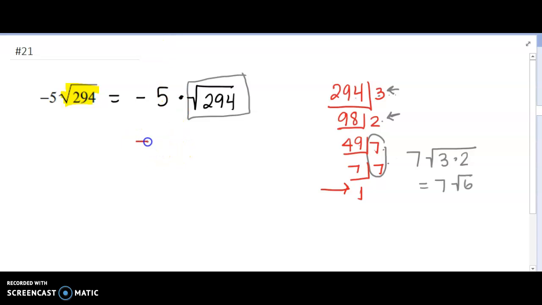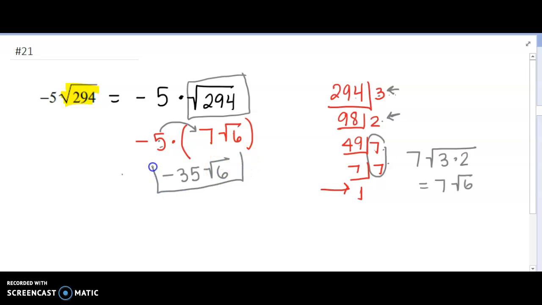Okay, so I'm going to take -5 times, and I'm going to substitute 7 square root of 6 in here. Well, here all we do is multiply what's on the outside together and what's on the inside together. Well, we just multiply these two together. -5 times 7 is -35. Square root of, I don't multiply the -5 times 6 because it's not in a square root. So this is just square root of 6. So our final answer is -35 square root of 6.